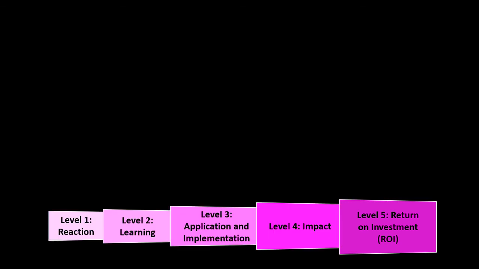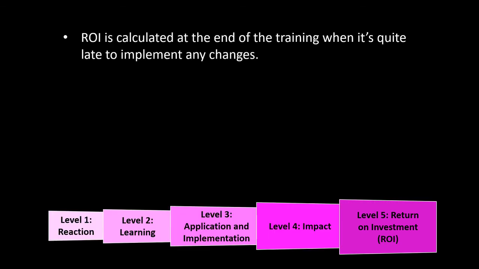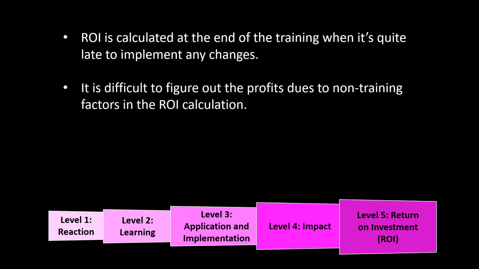Some common drawbacks of this model are that the ROI is calculated at the end of the training. That's quite late to implement any changes as the training has already concluded and the learnings can be implemented only in the next trainings. Another drawback is that it is difficult to figure out the profits due to non-training factors in the ROI calculation.